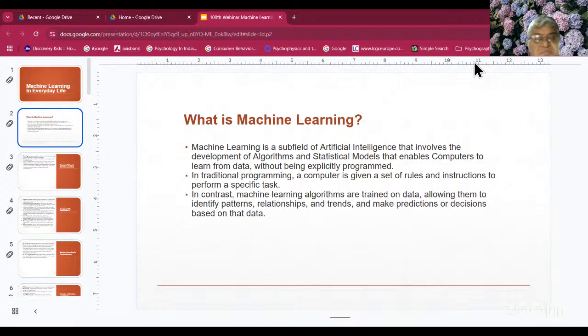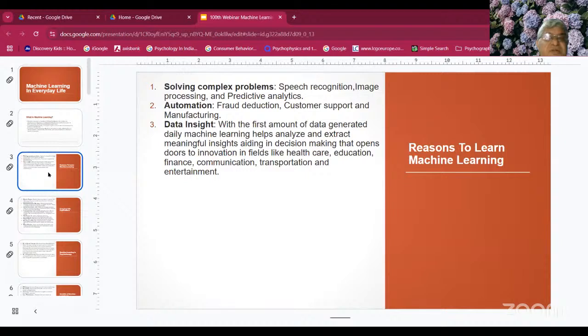Relationships: how the different variables are related with each other and to what extent. Third one is the trends. And the final one, for that reason, machine learning is very important to make predictions or decisions based on that data. So it is not for theory development, but for problem solving. So it is very much related to action research. Solving complex problems, for example, speech recognition, image processing, and predictive analytics. Now you are using mobile and your voice is translated into text. So that is due to machine learning.